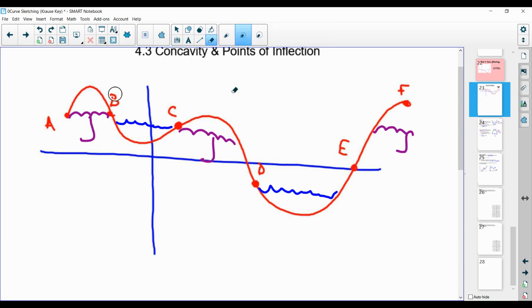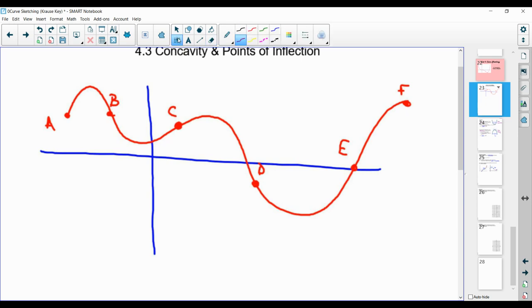But if we're identifying our points of concavity, we have a concave down here. We're concave down, concave down. We only see part of this, but at this point, we're going from increasing towards decreasing. So concave down, concave up, and we have points of inflection here, here, at D, and at E.